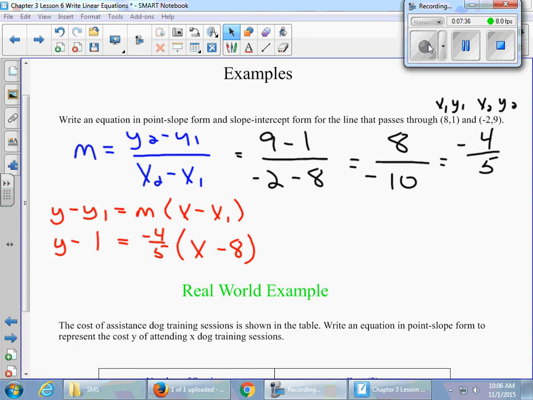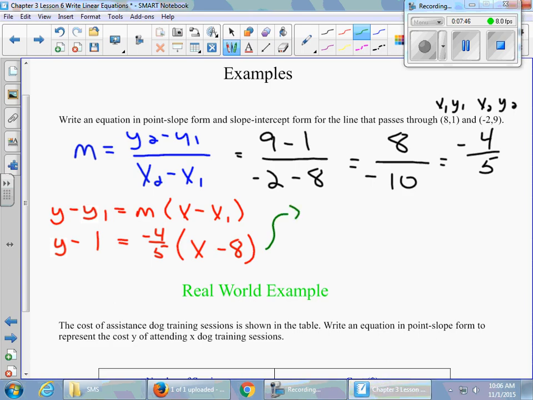Okay, now we have to put it into slope-intercept form. In doing so, we're going to have to distribute our 4/5. So we're going to take our last equation here and turn it into y. So we're going to have y minus 1 equals negative 4/5 x. The negative 4/5 times the negative 8 is going to give us a positive 32/5.